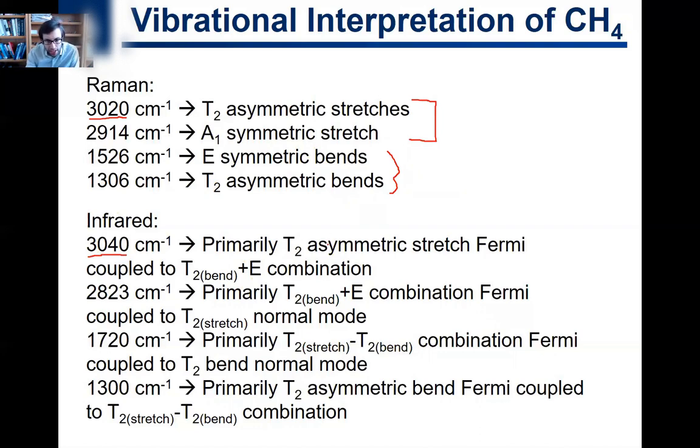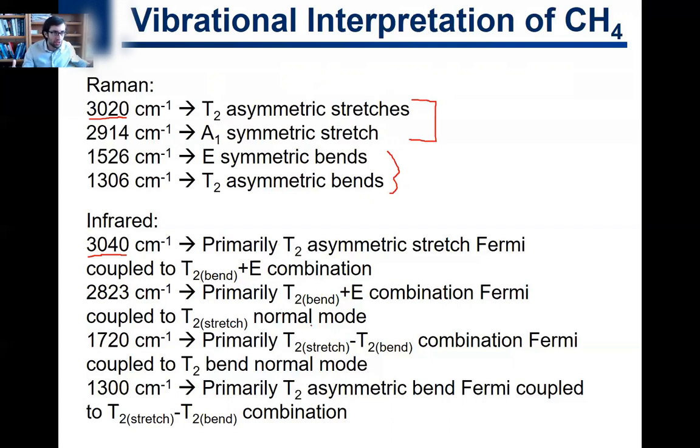So it's primarily a T2 asymmetric stretch, but it's Fermi coupled to a T2 bend plus an E combination, okay? Because that's what it mixed with. And the 2823 that it mixed with was the T2 bend plus the E combination, but it's Fermi coupled to the T2 stretch normal mode.